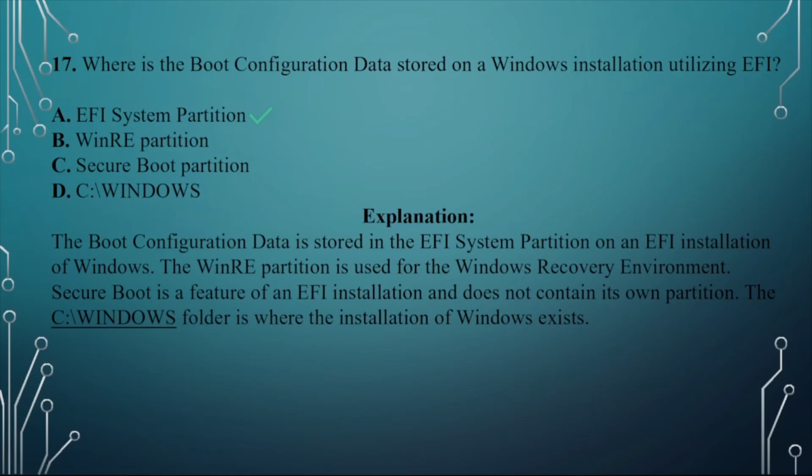The answer here is A. EFI system partition. The boot configuration data is stored in the EFI system partition on an EFI installation of Windows. The WinRE partition is used for the Windows recovery environment. Remember, RE stands for recovery environment. Secure boot is a feature of EFI installation and does not contain its own partition. The C drive Windows folder is where the installation of Windows exists.